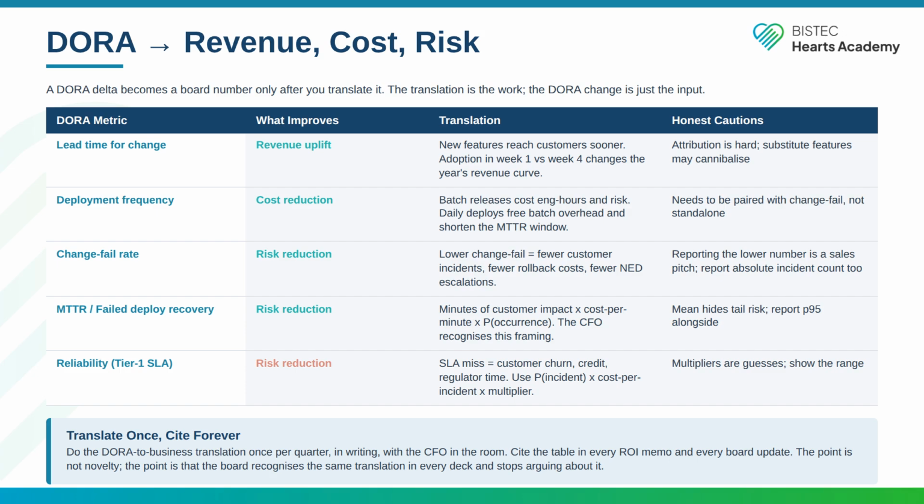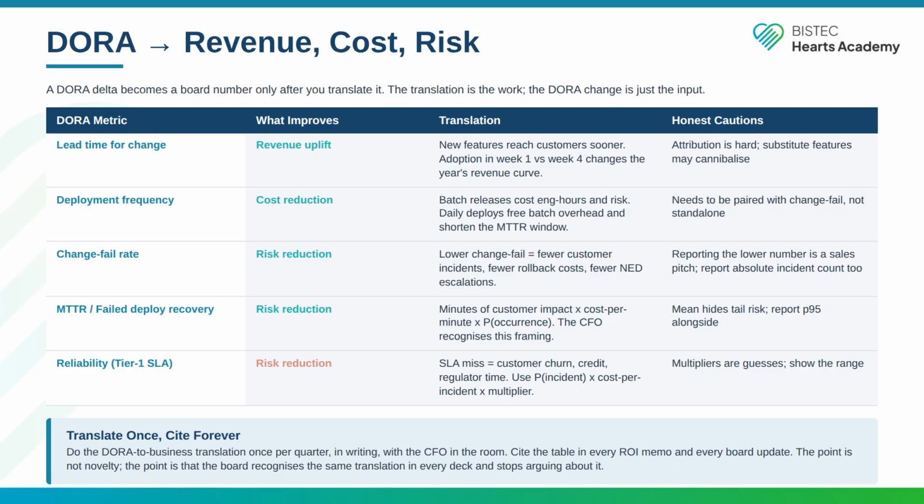Tier 1 SLA reliability translates to risk reduction. SLA miss equals customer churn, service credits, regulator time. The formula is the same: P times cost times multiplier. The honest caution is that multipliers are guesses. Show the range. Translate once.